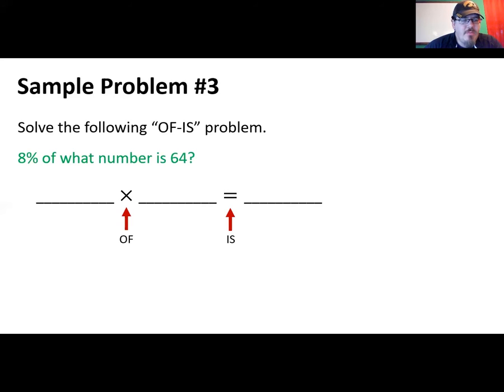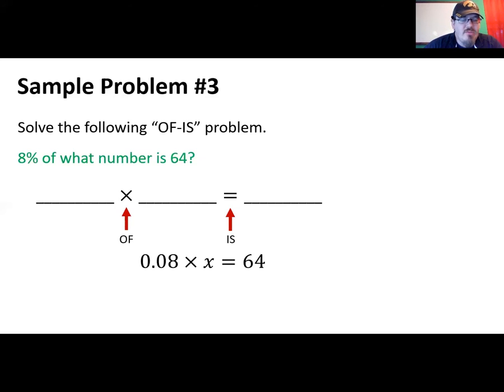8% will go in the first blank. What number is our unknown? So we're going to put a variable in the second blank. Is or equals 64. Again, we convert a percent into a decimal in order to actually do the math on it. So that's where the 0.08 comes from, times our x equals 64.